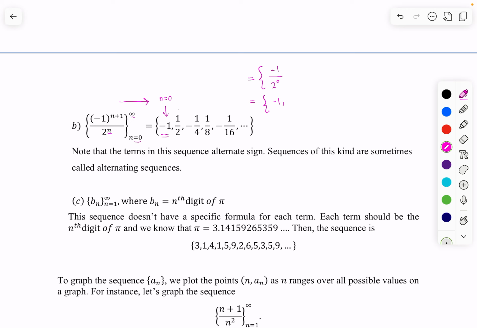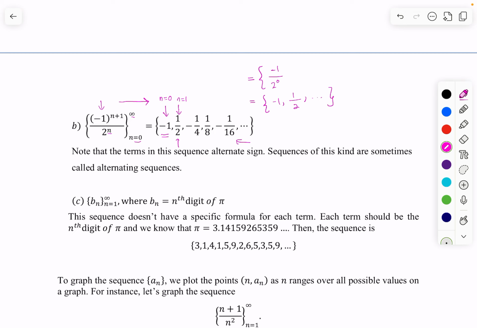Okay, second term is n equals 1. So you just substitute 1 inside this sequence. Negative 1 to the power of n plus 1, where n is 1, so negative 1 to the power of 1 plus 1, you get negative 1 to the power of 2, which is just 1. And then the denominator 2 to the power of 1 is 2. So the second term for n equals 1 is 1 over 2. You get the same thing as what has been provided as the solution here. And you can try to check for the rest.